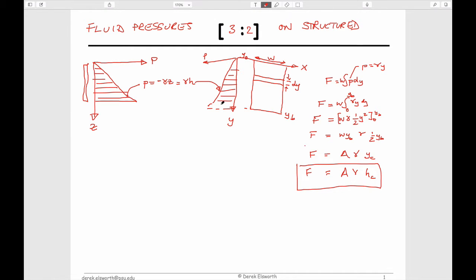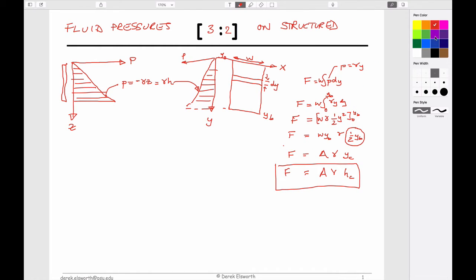The depth of the centroid is equal to this term here. So in this particular case where the plate cuts through the surface, if you imagine drawing a line from edge to edge, then the centroid of this plate is a half y base, which is equal to yc. And so this is a standard expression. So this is the first of the things we'd like to get. We'd like to get the magnitude of the force. How big is the force that's acting on this plate?